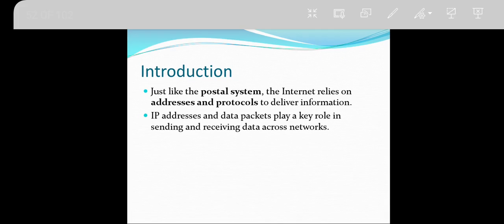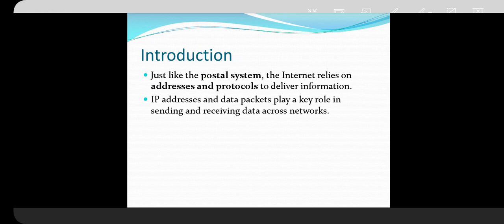So, when you take an example of the postal system, to deliver a product or the post, we need a delivery address. If it is not unique, we cannot deliver that product at the delivery address. So here we need some unique ID to deliver our product, and that is our home address.